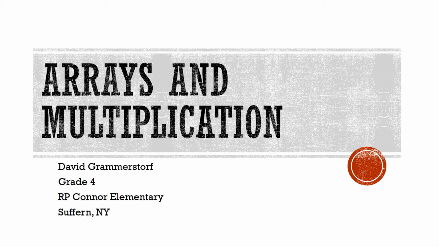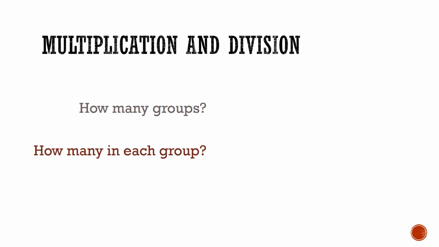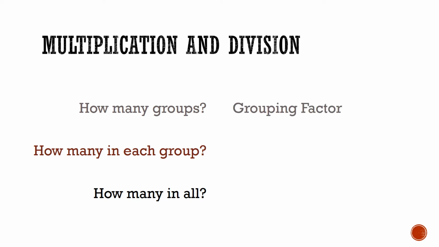Mr. G here, and today we're going to talk about how we can use what we know about arrays to help us solve multiplication problems. The first thing we need to remind ourselves before we begin is that all multiplication and division problems answer three questions. How many groups? How many in each group? And how many in all? The part that talks about how many groups, we call the grouping factor. How many in each group is the each factor, and how many in all is the total. Okay, let's get started.